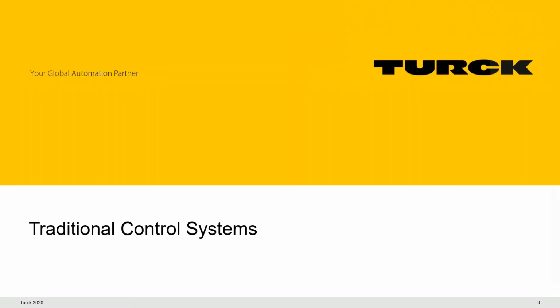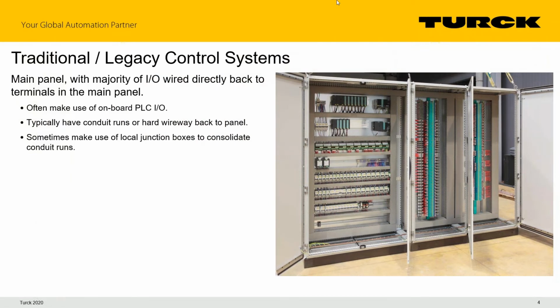So what do we mean when we talk about a traditional control system? We're typically talking about a main control panel with the majority of the I/O wired directly back to the terminals in the main panel. So we're talking about a very large panel like the one pictured here, with possibly multiple racks of I/O and a lot of terminals. This could actually be considered a small main panel for a very large process system.